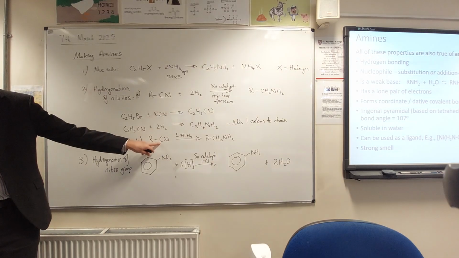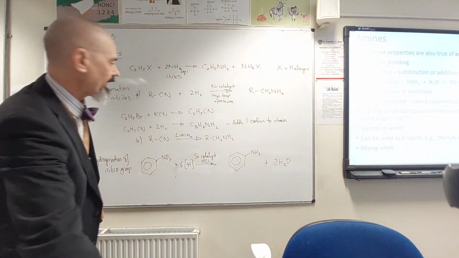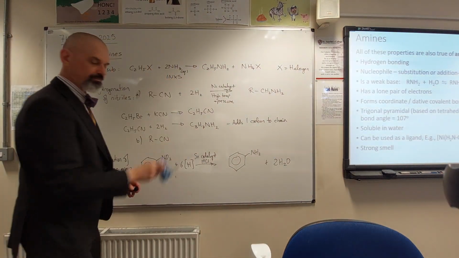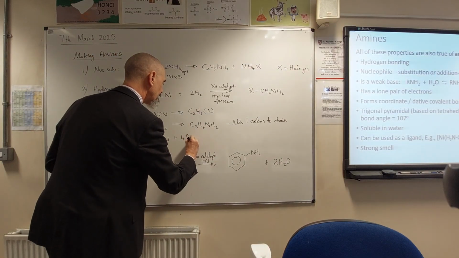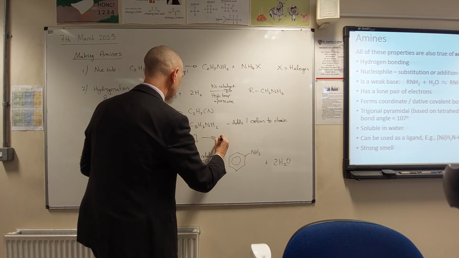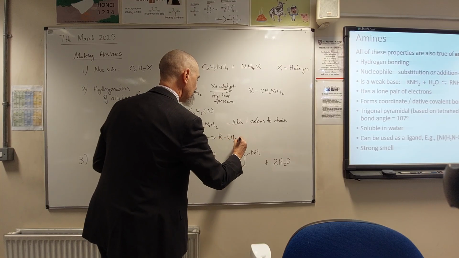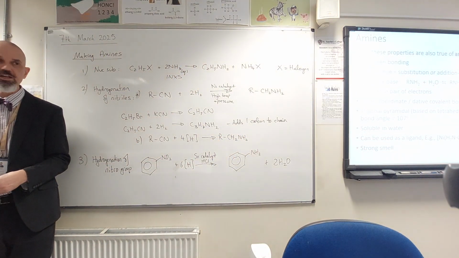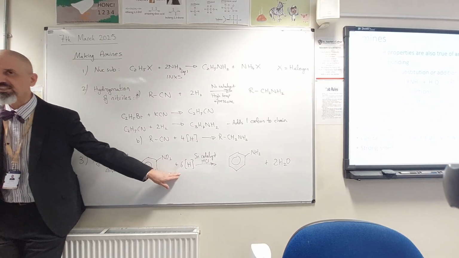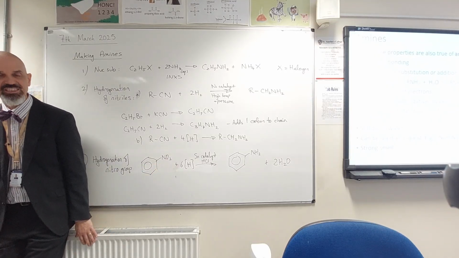I could do something similar here. I could say if I added 4 H's there, then that would make the amine there. Like I say, it's just a workaround, but it still has to balance. I still have to have the right number of H's on the left.